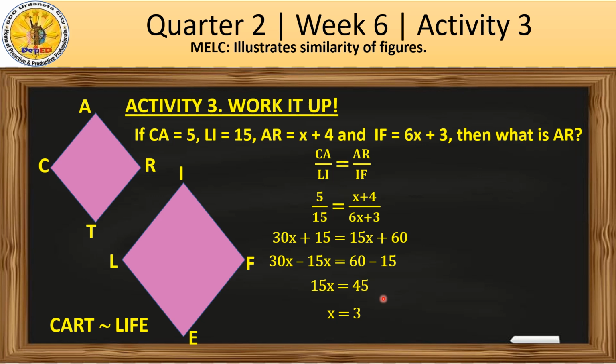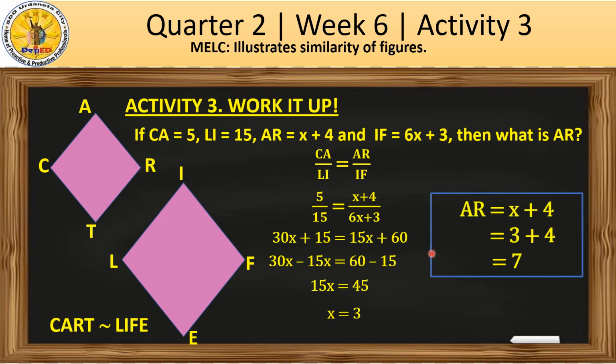Now, since we already know the value of x, to find the length of AR, what we need to do is we simply substitute 3 to the measure of AR, which is x plus 4. So if x is 3 and you add 4, you will get the length of AR to be 7. And that is our answer.